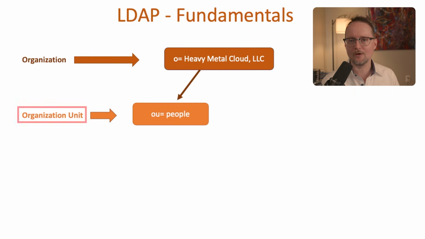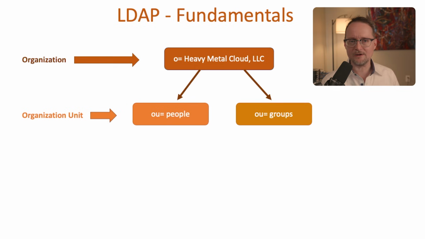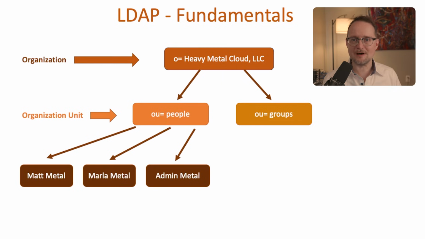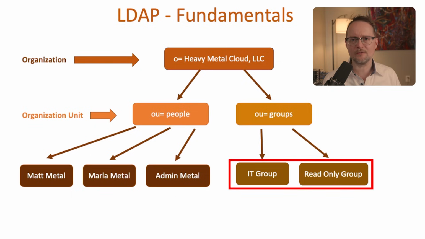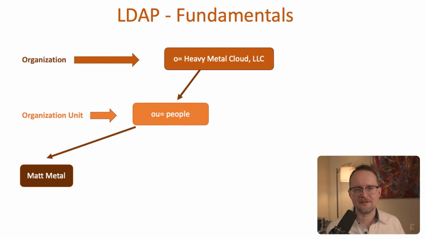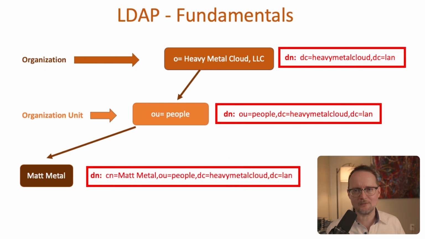One step down is an organizational unit. I'll have two of these. The first one is for user accounts and will be called people. The second one will be used for group membership, and it'll be called groups. Under the people object, I'll create all my users. For the groups, I'll keep it simple and start with just two, one for admin operations and one for read-only users. To navigate this structure, each object has a distinguished name, or DN, which is the full address path used to identify the object. Next, I'll hop on my shared services cluster and start to build out the OpenLDAP server.